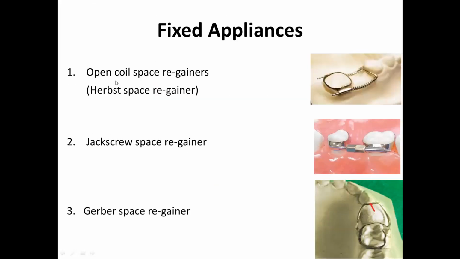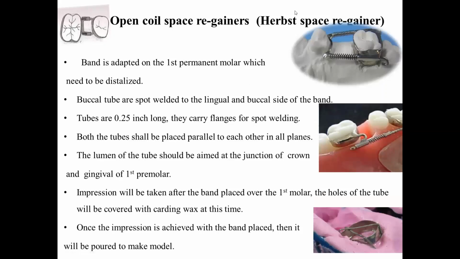Number one is open coil space regainer. We are talking about it in detail. So open coil space regainers, as I told you, can be called hub space regainers. In these appliances, you see here, which tooth do we need to distalize? 6. We need to regain the space back by distalizing 6, and that treatment is called molar distalization.